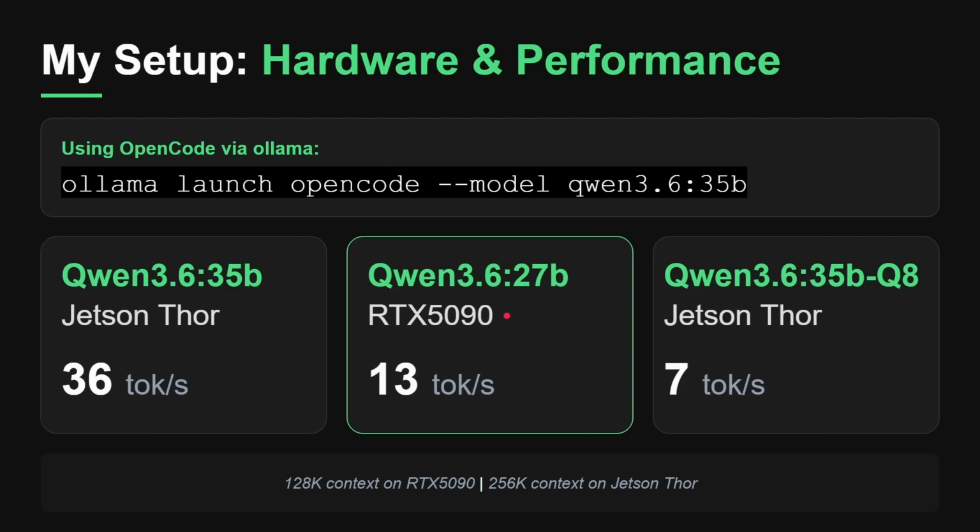I then also wanted to try the 27 billion parameter one on an RTX 5090, and that was giving me 13 tokens a second. Remember, both of these failed to produce anything workable when used with Codex or Claude Code, using, again, this Ollama launch command. And then I've also tried now the Qwen 3.6 35 billion Q8. So these are both Q4, and we'll talk more about this in a second. This is Q8, and that gives me 7 tokens a second, again 256k of context.